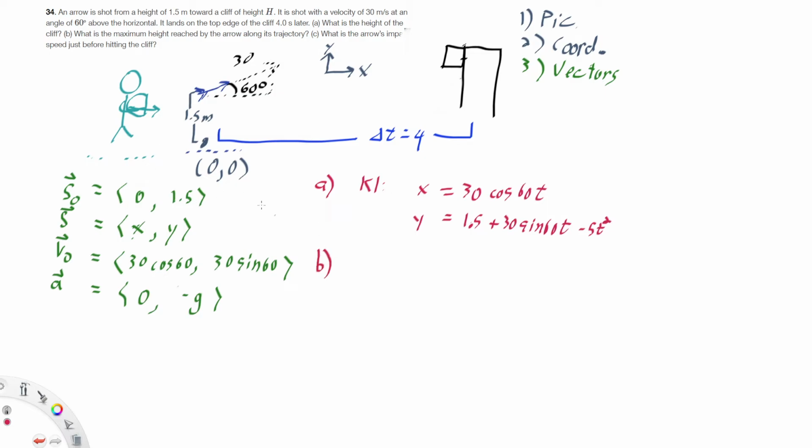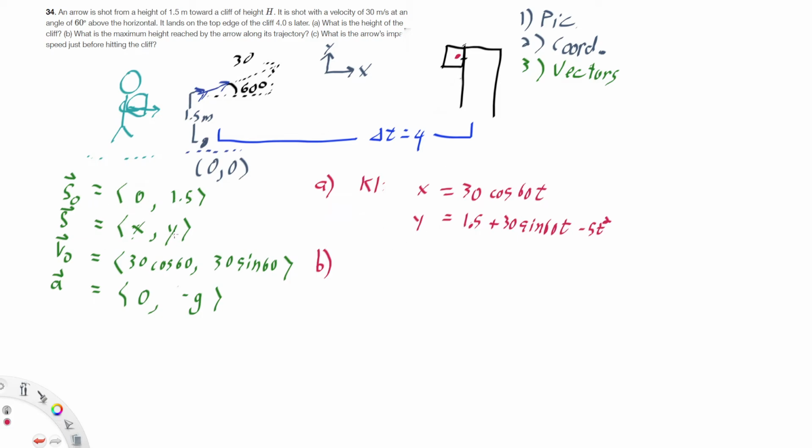Part B, we have to be a little clever, because they ask, what is the maximum height reached by the arrow along its trajectory? So how do we go after that? Do you have an idea? Don't we just add the y component to 1.5 to get the whole height? That's how we get the final height. Right? So what we just calculated, that would not be the height. That's the final height, right?